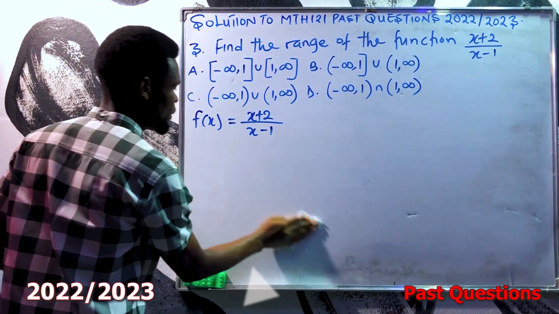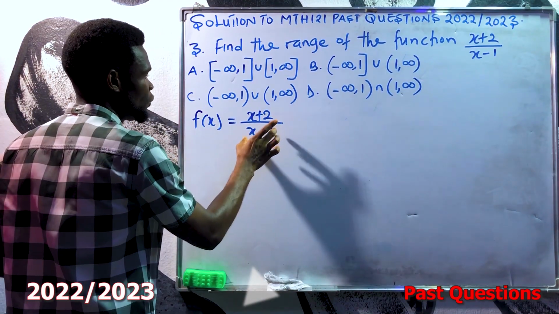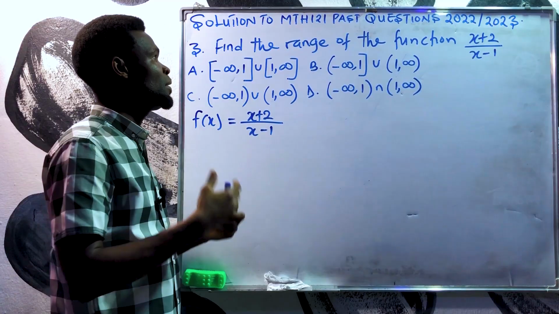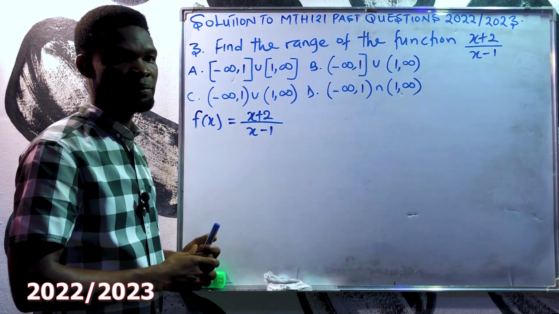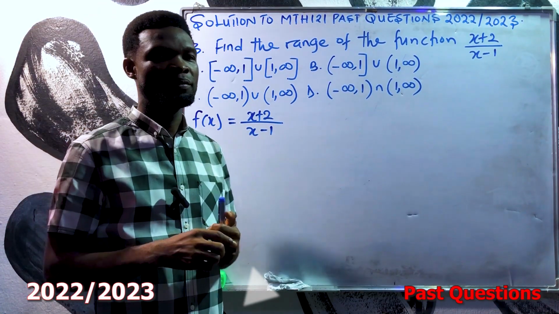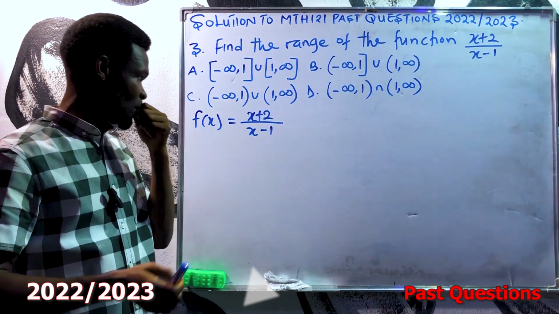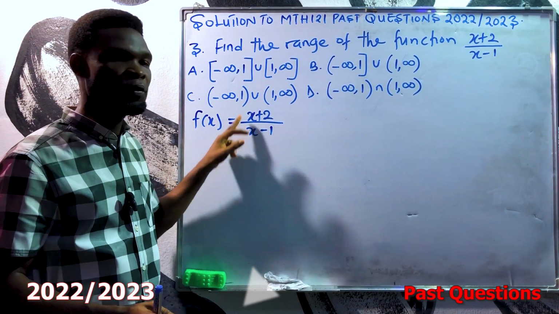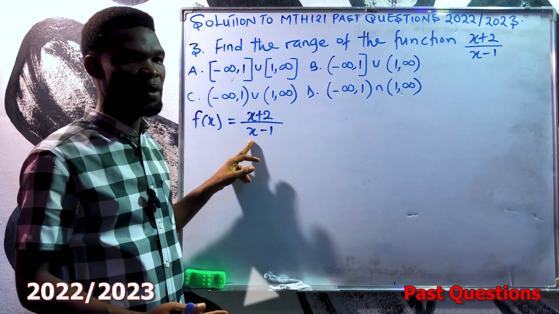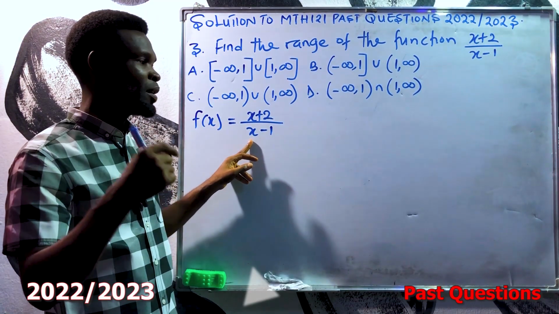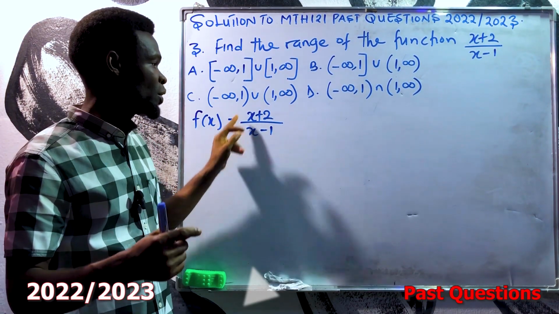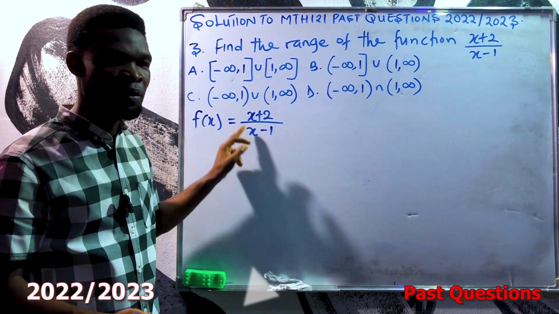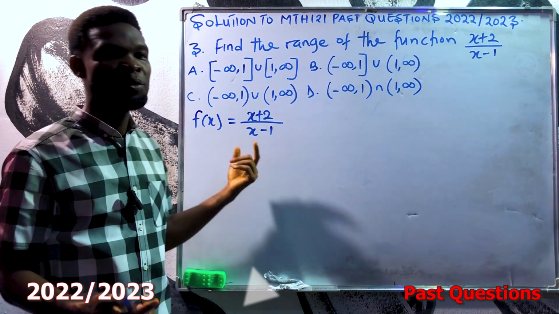So here the question says we should find the range of this rational function. So the question is, how do we find the range of a rational function? Step 1, find the inverse of this rational function. Please, these are steps to find the range of rational functions. Step 1, find the inverse of this function. Now, you already know how to find inverse.